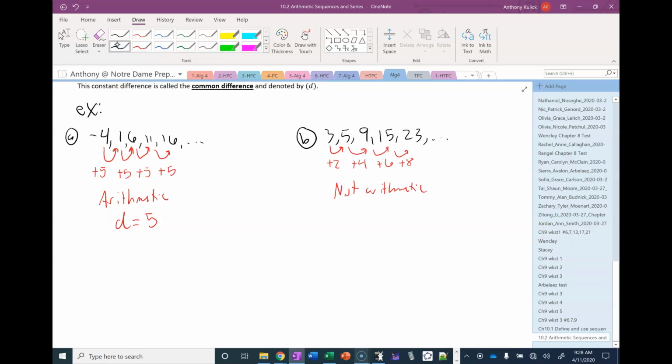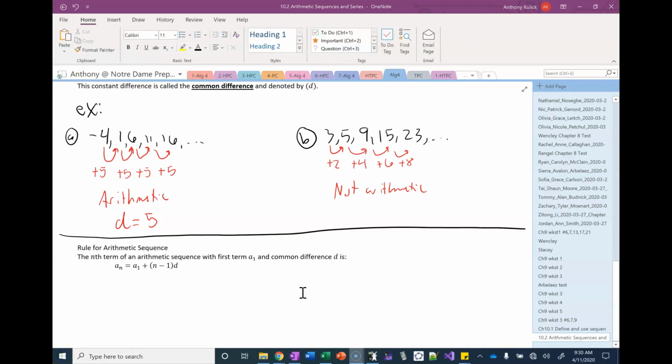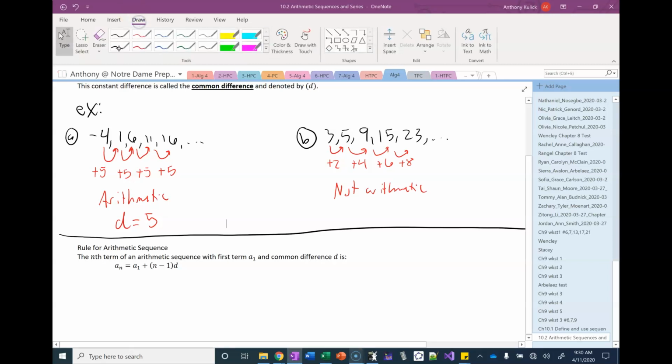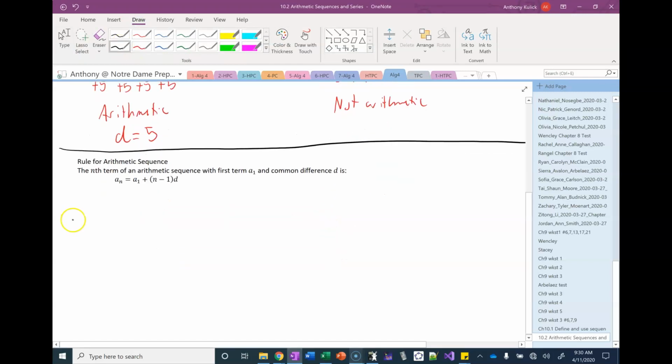Okay. So the next thing we'll do is talk about a formula to find a rule for these arithmetic sequences. The rule for an arithmetic sequence can be found by a sub n is equal to the first term, a sub 1, plus n minus 1 times d. So let's look at an example of writing the rule for a sequence.